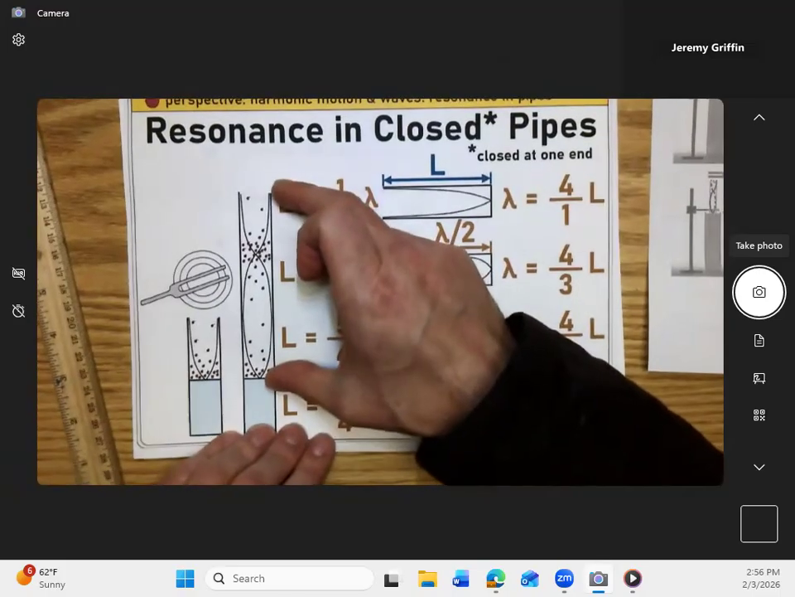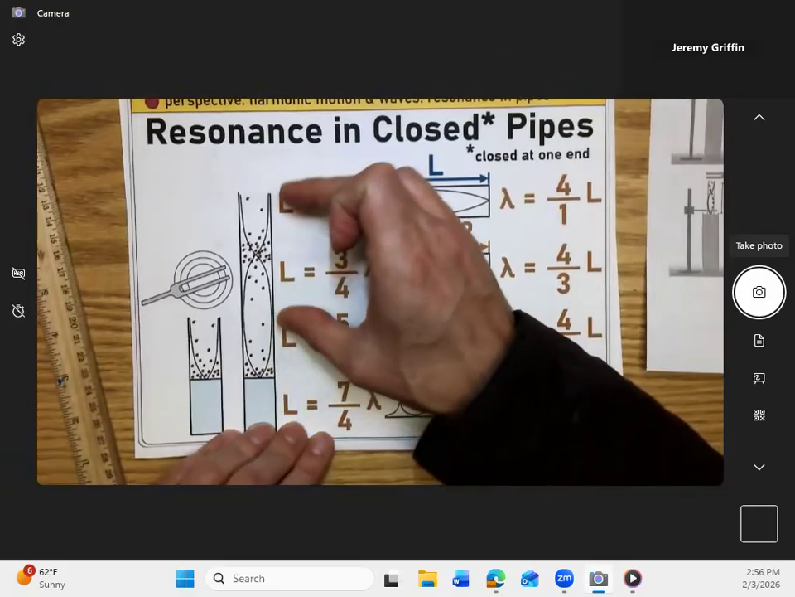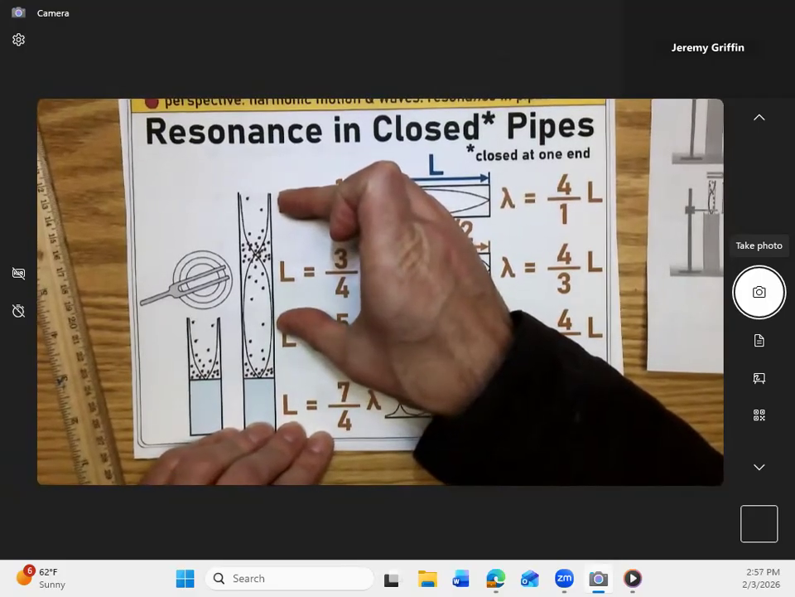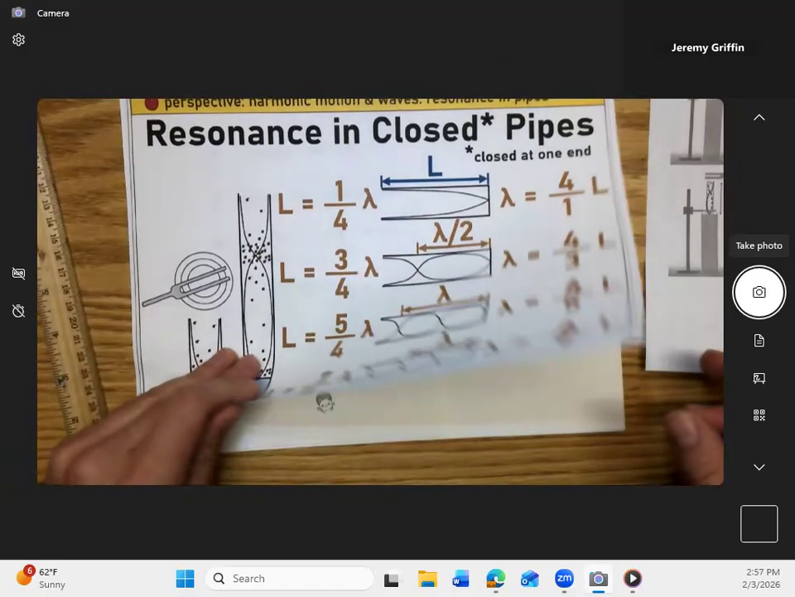Guys, what is 3/4 of something minus 1/4 of something? What are you left with? 1/2. 2/4 would be a half, wouldn't it? Right? All right, and I'm about to take you guys to that.